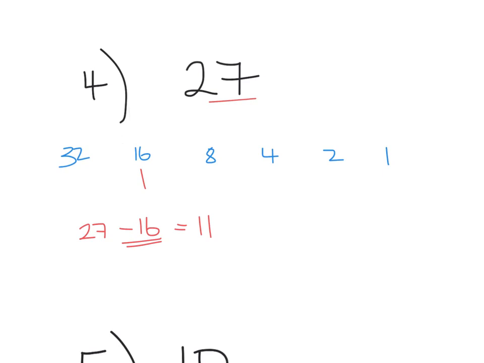The next biggest number I can take away from 11 is 8. So I'm going to do 11, take away 8, which is 3. And I'm going to put 1 under the 8 because I've used it. And now that I'm left with 3, I can say, well, 3 is just a combination of 2 and 1. And because there's nothing underneath the 4, I can just write a 0. There's nothing underneath 32, but I don't really need to use it, okay, as long as it starts with a 1. So the answer is 1, 1, 0, 1, 1.